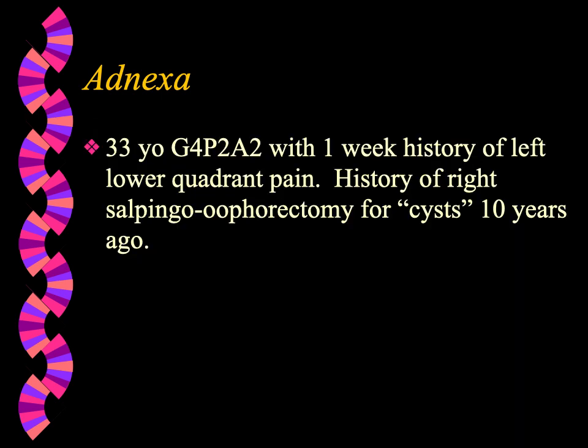Our next patient is a 33-year-old. She's a G4P2A2 with a 1-week history of left lower quadrant pain. She has a history of a right salpingo-oophorectomy for cysts approximately 10 years ago. So this is her one and only remaining ovary.